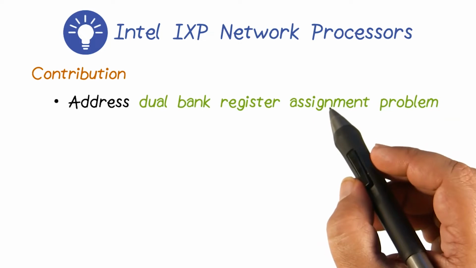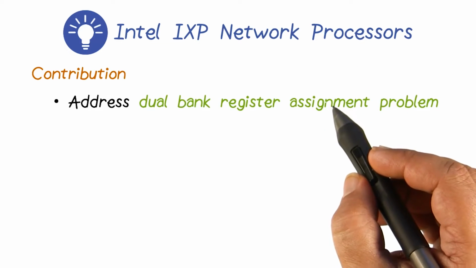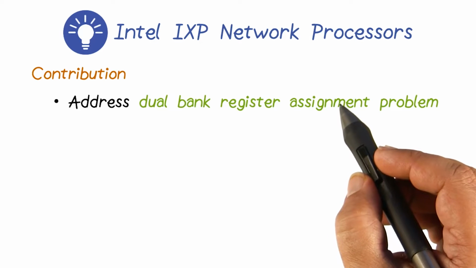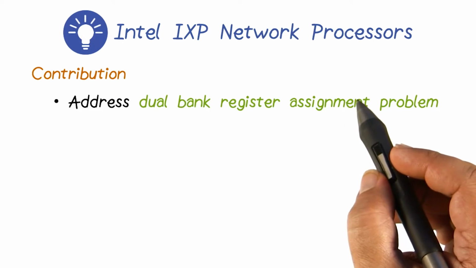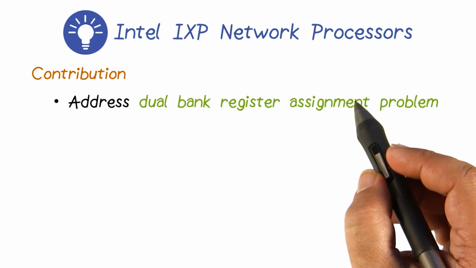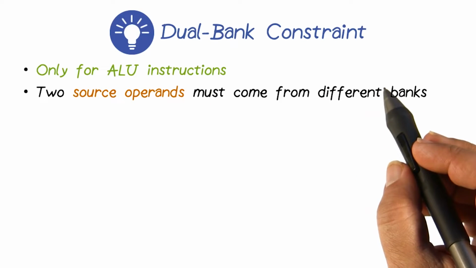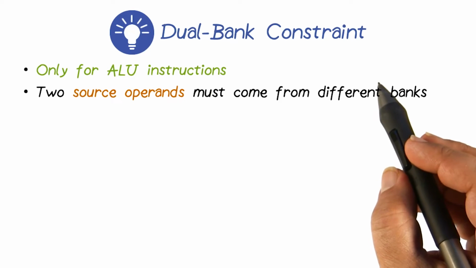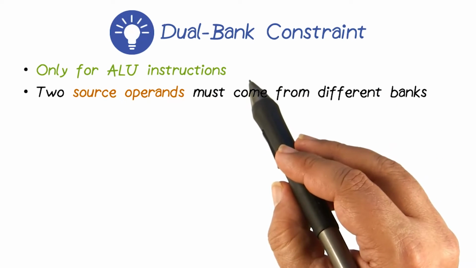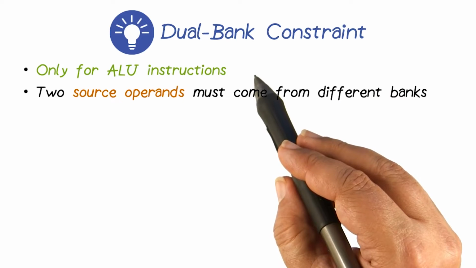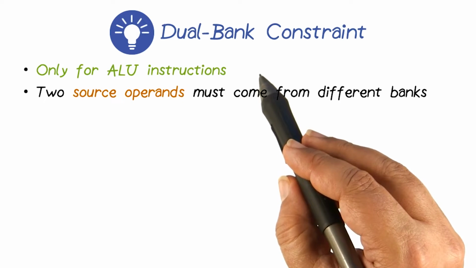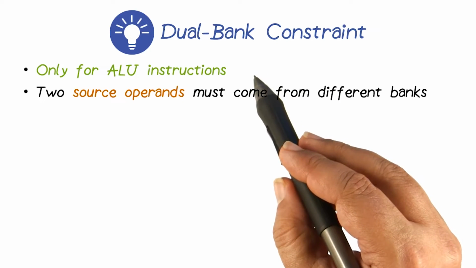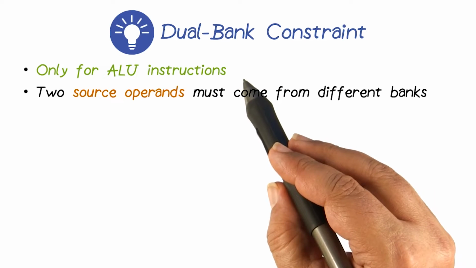In particular, it addresses how to assign the registers into different banks so as to produce highly optimized code. So let us first understand this dual bank constraint for dual bank register allocation. Here is the restriction that is placed by the network processor ISA, or instruction set architecture, in terms of how each of the ALU instructions should look.